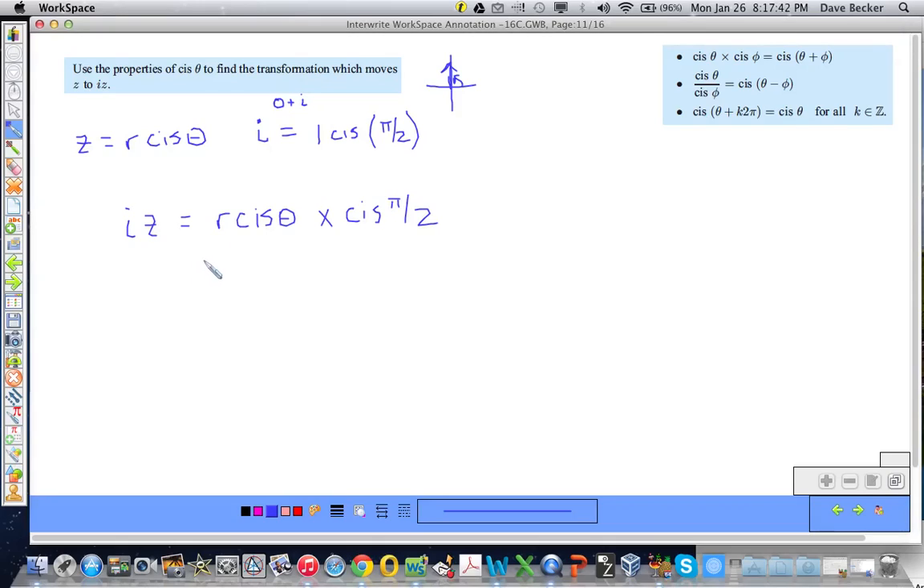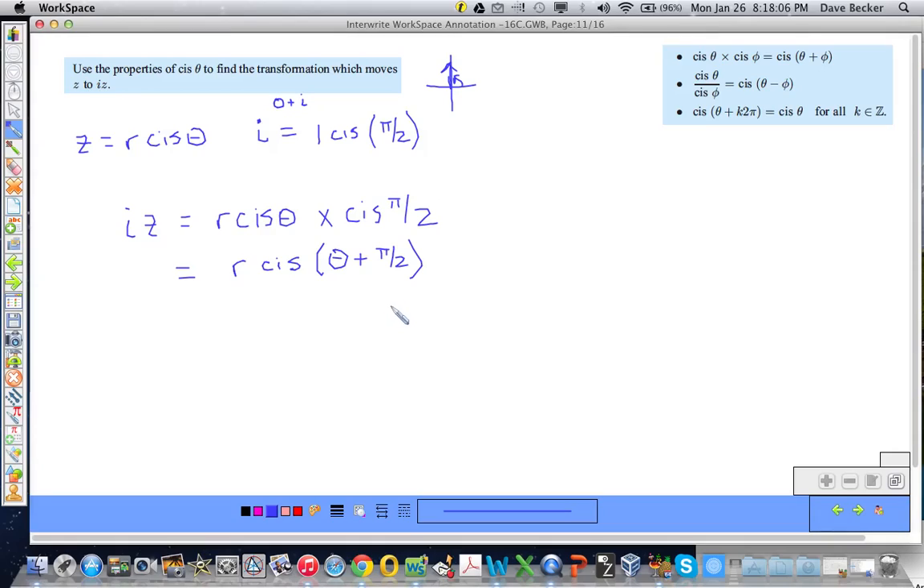And what is that equal to? Well, isn't that equal to r cis theta plus pi over 2? It certainly is, boys and girls.